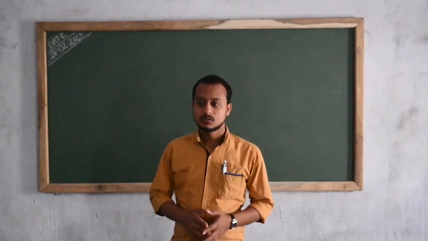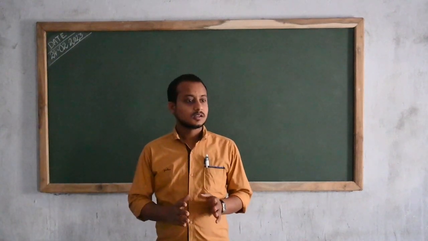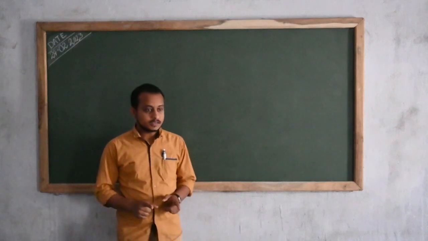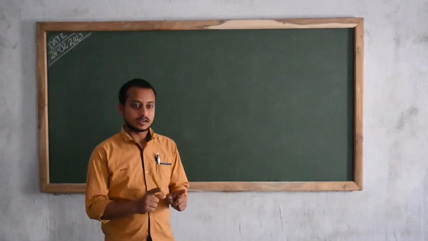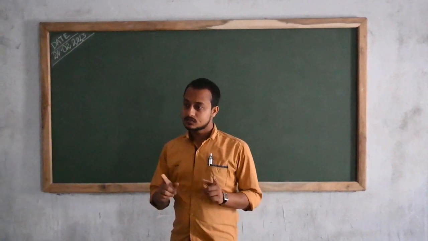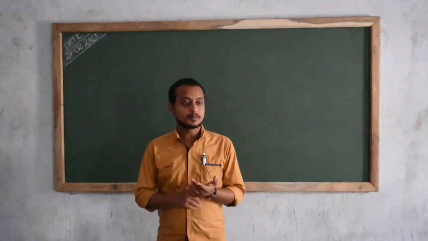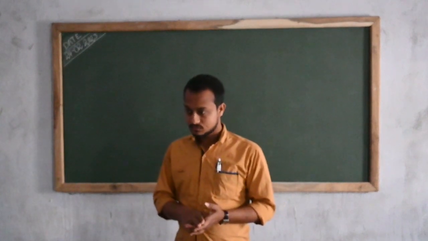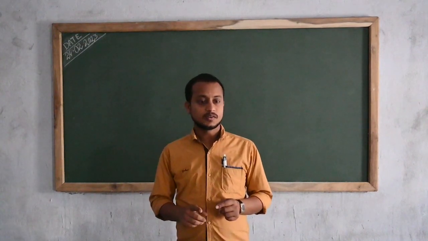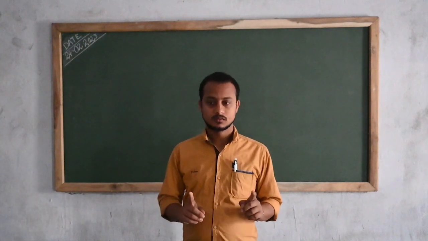I repeat once more. The octet rule is the tendency of atoms to have 8 electrons in their valence shell. This rule is called the octet rule because the number of electrons in the outermost shell is 8. Often it is called the rule of 8.